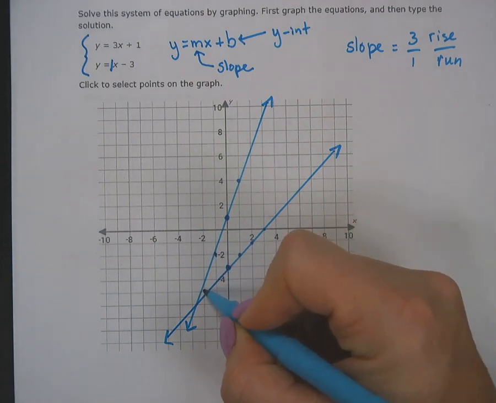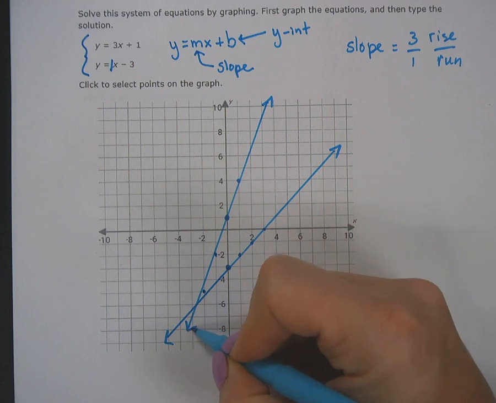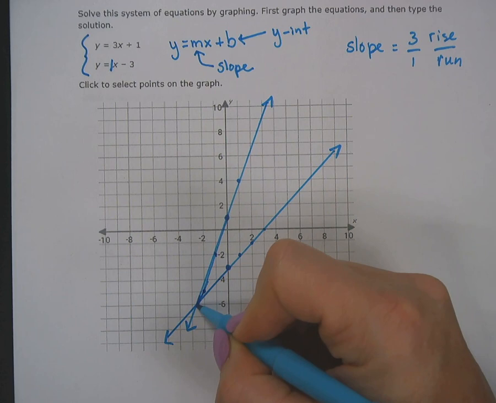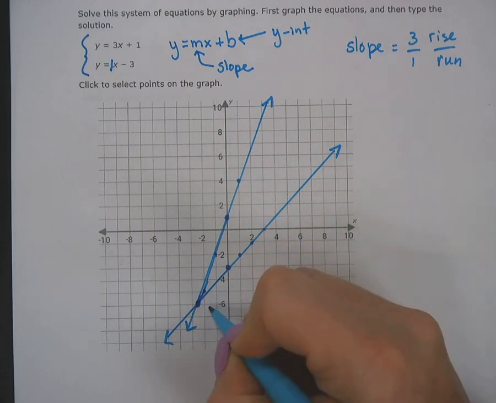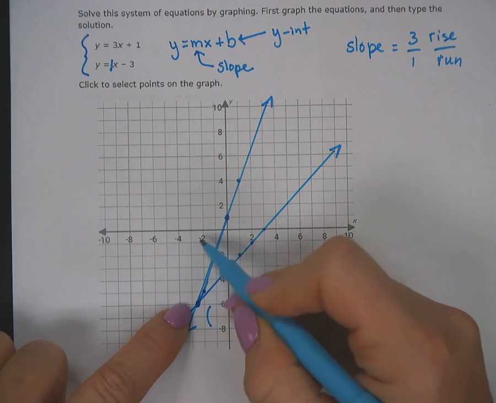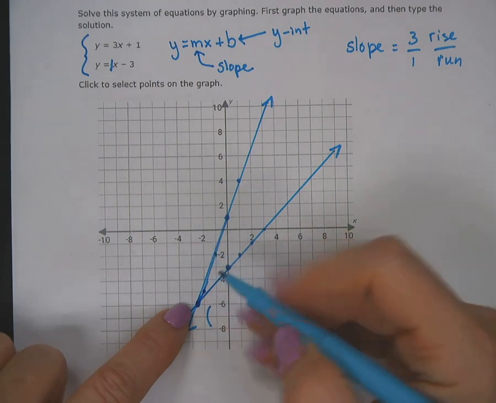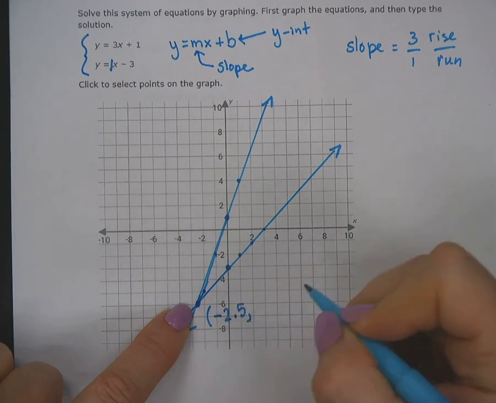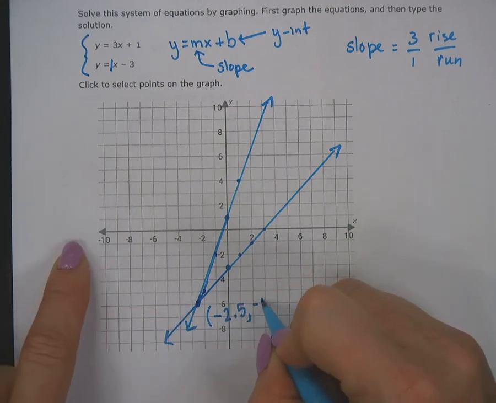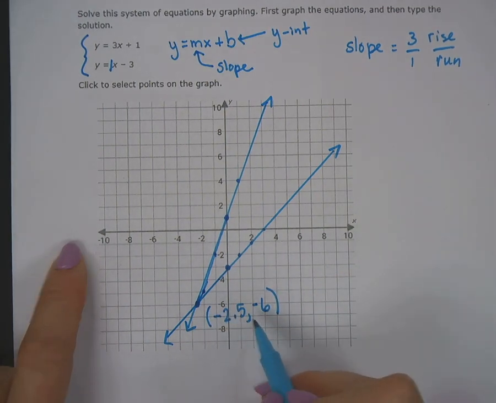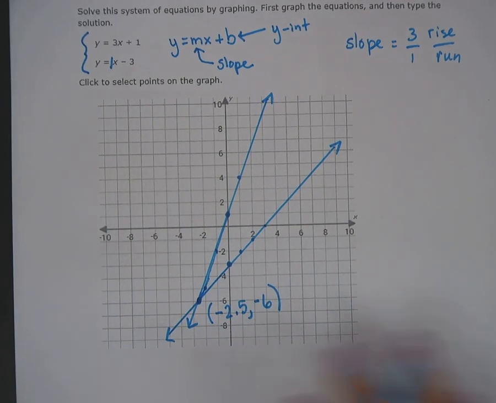Down 3 over 1, down 3 over 1. Okay, so this didn't come out to be super exact. And what I mean by that is notice that it's falling halfway between negative 2 and negative 3. So our x value is going to be negative 2.5, and our y value is negative 6. That's the ordered pair, and so that's the solution to our system.